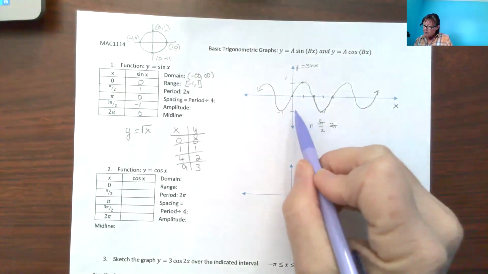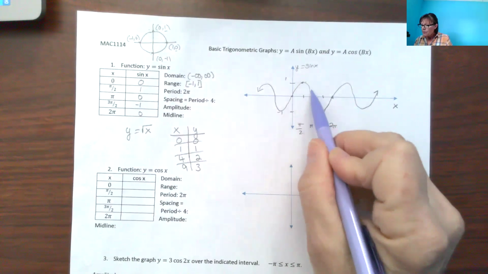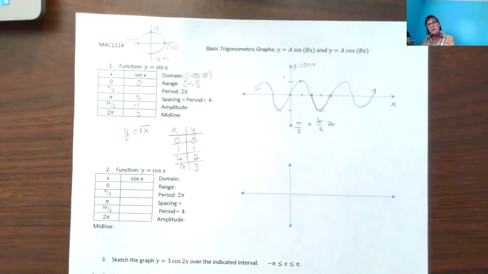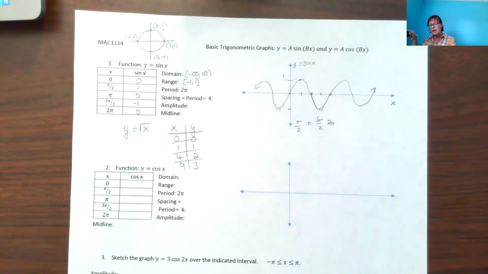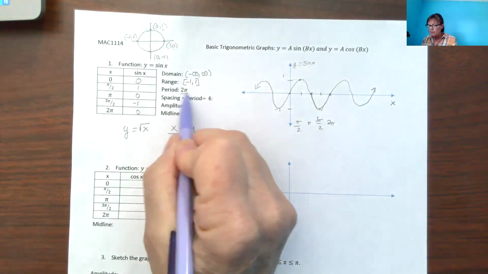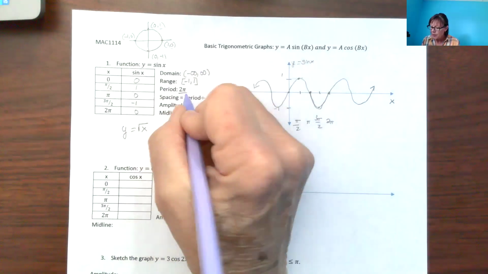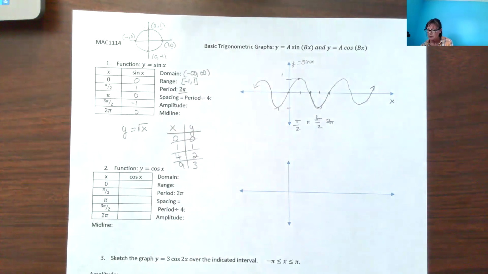So we went from 0 to 2 pi, and then it started to repeat itself. So how long did it take to start to repeat? 2 pi. That's how long you had to travel. So the period is 2 pi. Technically speaking, this is going to be called 2 pi over b. We'll see that in a minute.